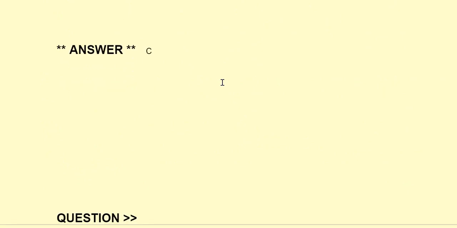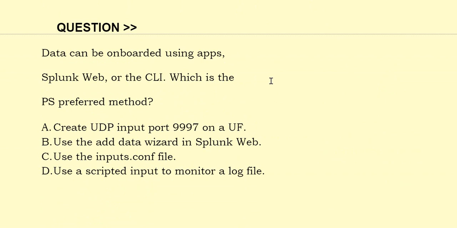The correct answer is option C. Our next question is, data can be onboarded using apps, Splunk Web or the CLI. Which of the following is the PS preferred method? Option A, create a UDP input port 9997 on the UF. Option B, use the add data wizard in Splunk Web. Option C, use the inputs.conf file. Option D, use a scripted input to monitor a log file.